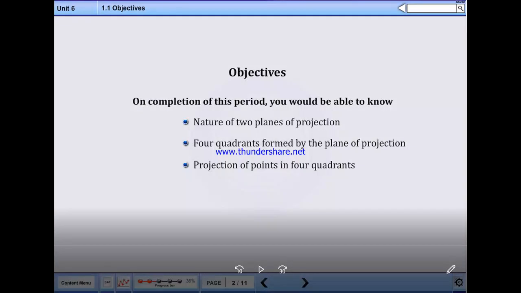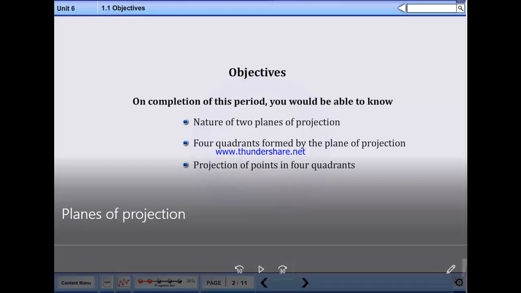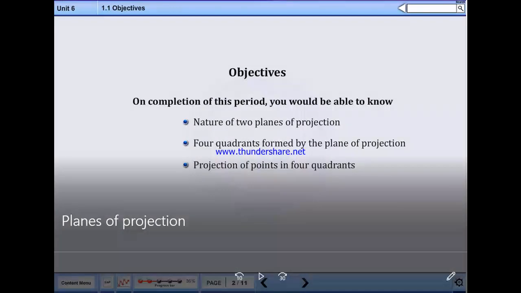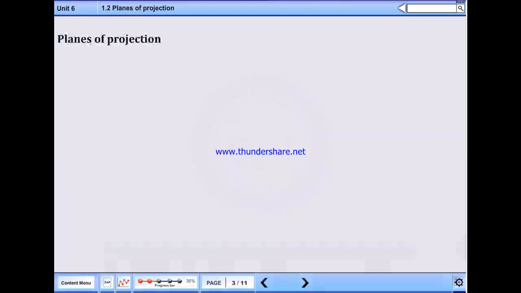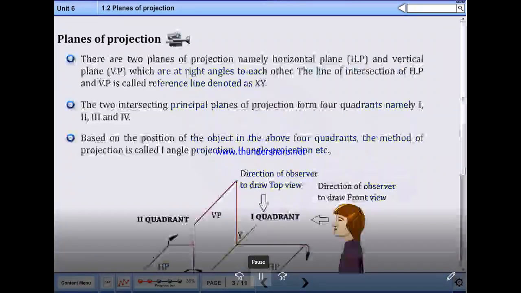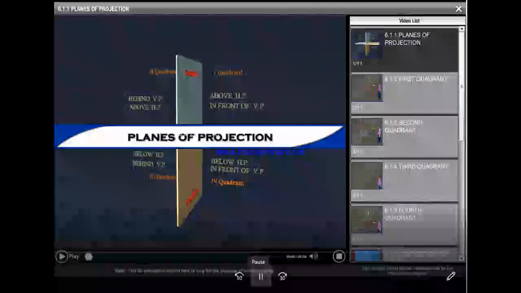learn the nature of two planes of projection, four quadrants formed by the planes, and projection of points in four quadrants. So in this topic we are going to learn objectives. Now the projection of planes of projections.